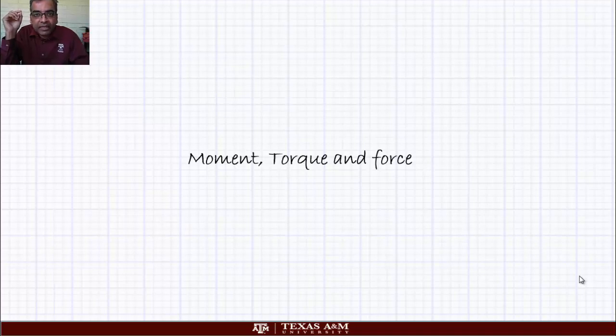My name is Arun Srinivasa, and today we are going to talk about torque, moment, and how forces are related, how they act, and how to compute them quantitatively, how to measure their action. Okay, so let's start.